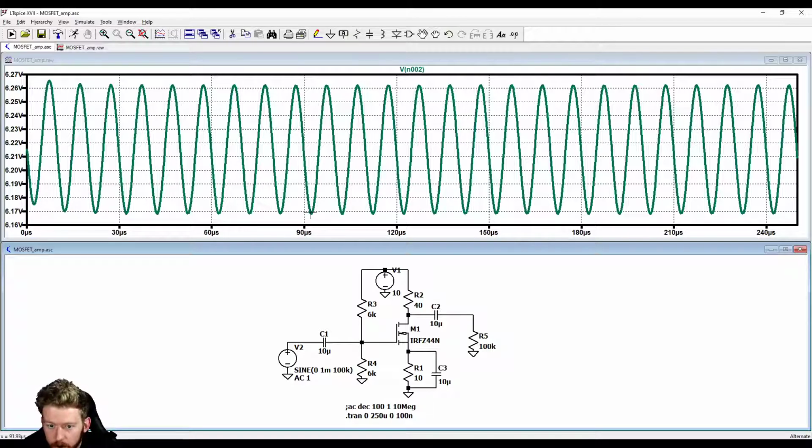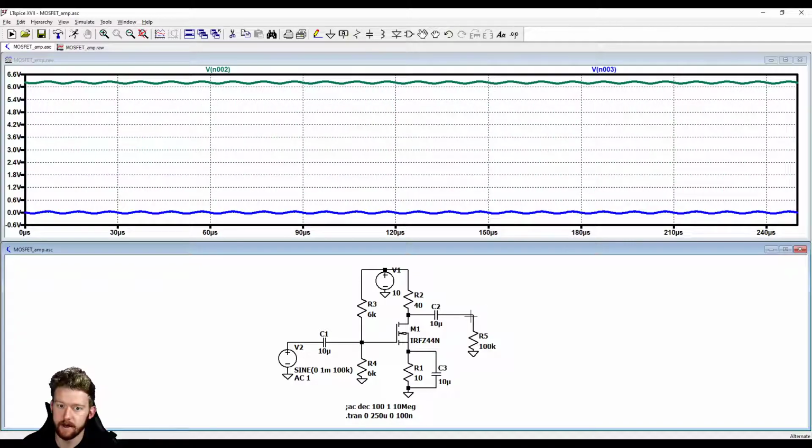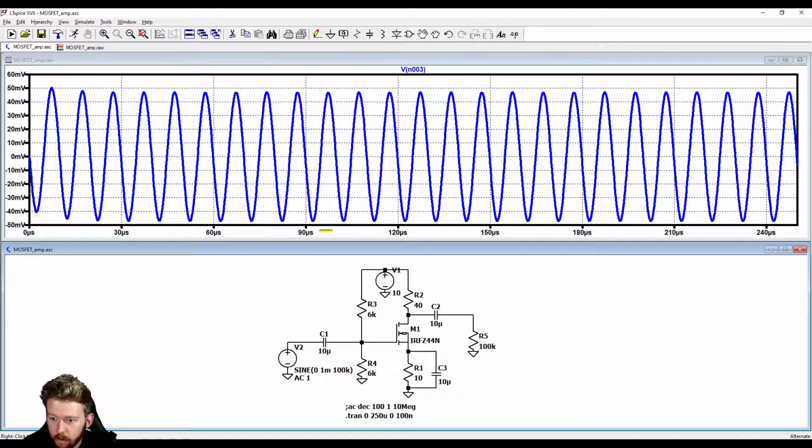And now let's just look at it whenever we don't have this DC level. So if we drop that DC level, now we're oscillating from like minus 48 to positive 48.